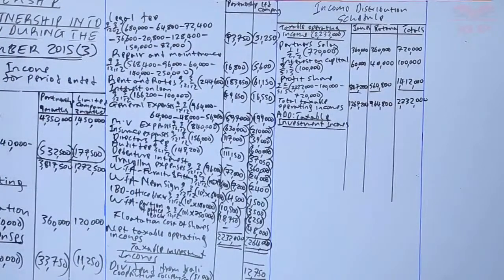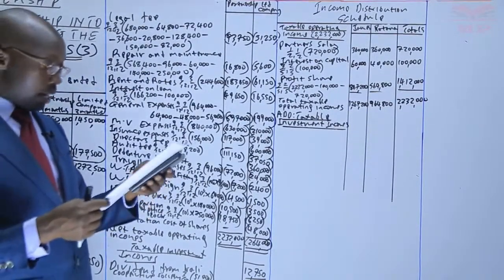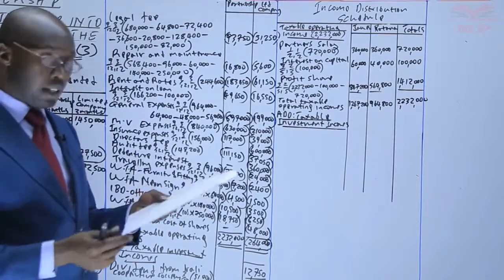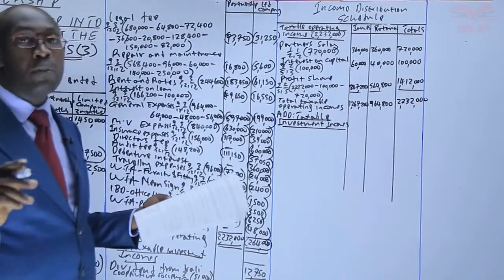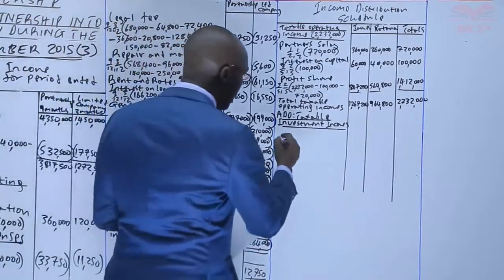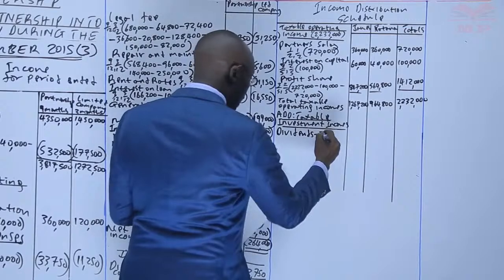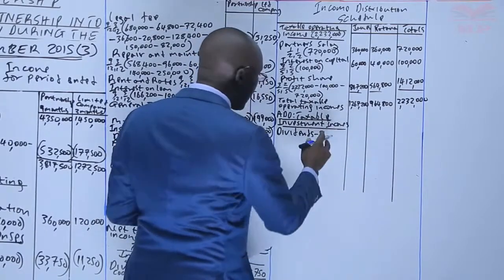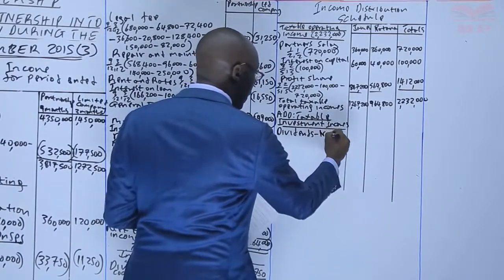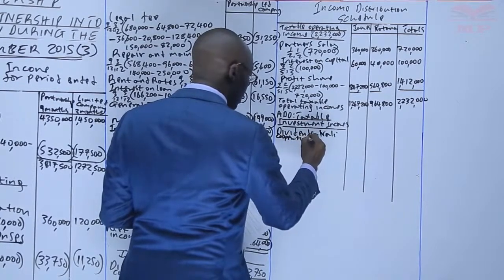We had the dividend from the cooperative society, which we said is an unqualifying dividend. Withholding tax is not final, it should be taxed further. So we come here and say dividend from the Kali Cooperative Society.